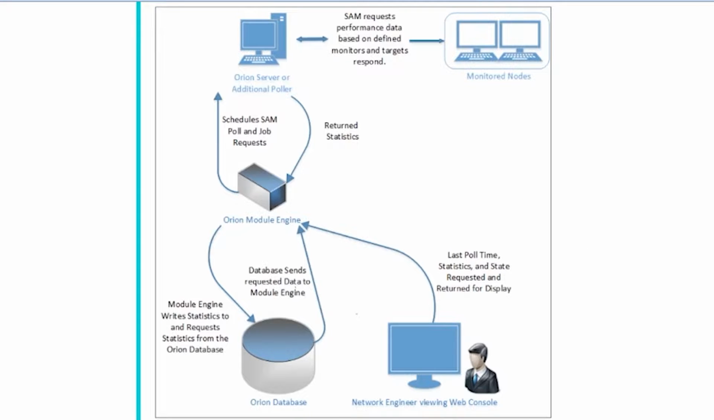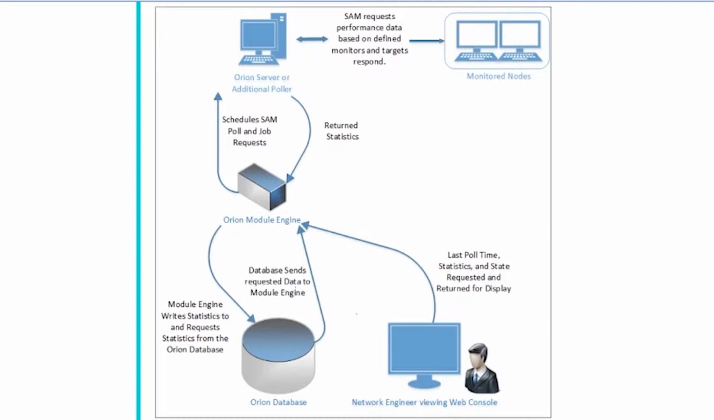Installed as a module in your family of SolarWinds products, SAM can be visualized further in this flowchart. A system engineer monitoring the web console waits for pull data from monitored applications. The database sends requested data on the module engine. The module engine schedules SAM polls and job requests.